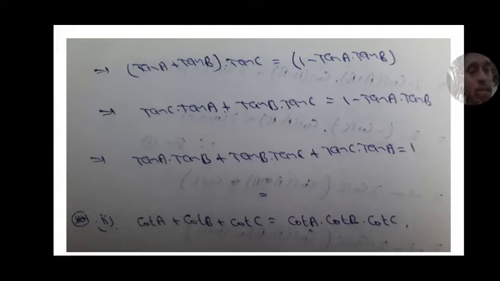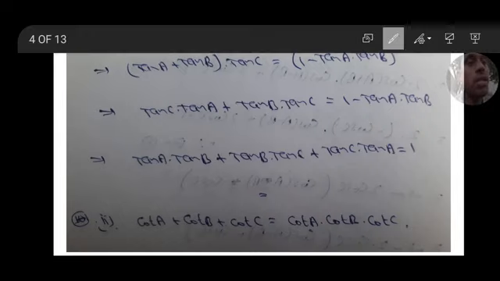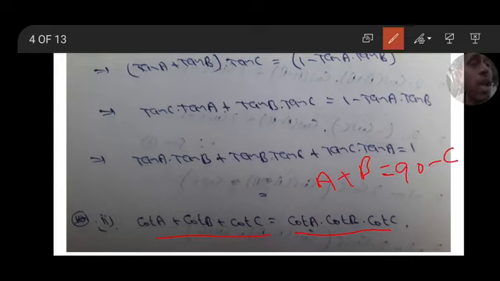Okay. Next homework problem. Here also the same, a plus b plus c equal to 90 degrees, then prove that cot a plus cot b plus cot c equal to cot a into cot b into cot c. Same, here also a plus b plus c equal to 90. So a plus b equal to 90 minus c. Apply the cot on both sides.